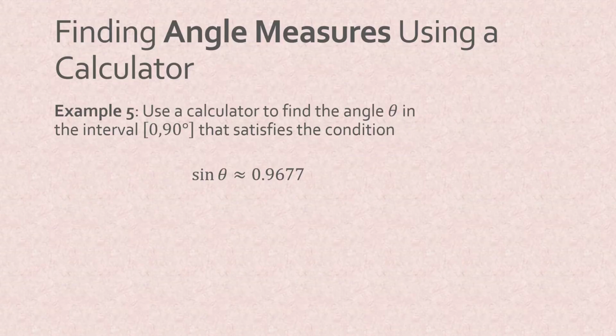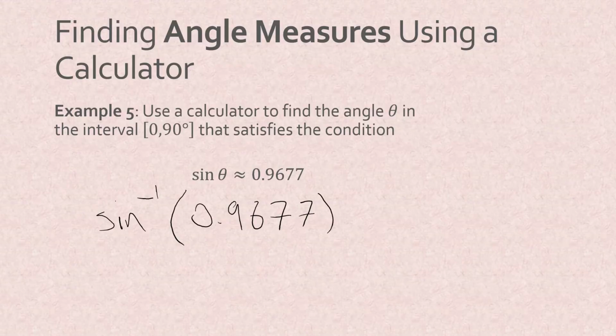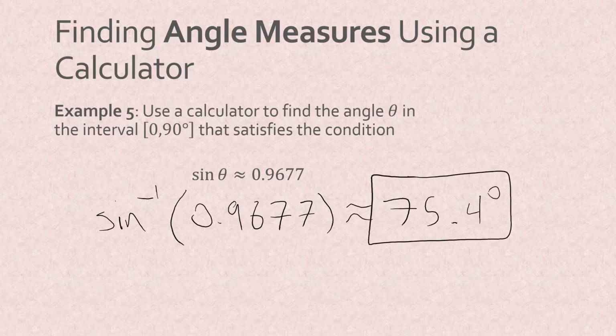So for example, if you were asked to use a calculator to find the angle theta in the interval from 0 to 90 degrees that satisfies the condition sine of theta is 0.9677, then the sine inverse function will give you the angle whose sine is 0.9677. Plug that into your calculator and you should get something approximately like 75.4 degrees, depending on how many decimal places you'd like to keep.